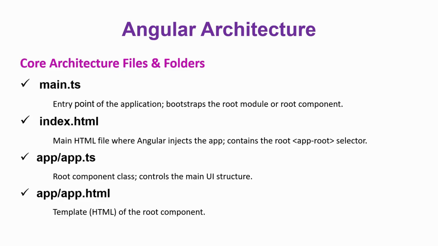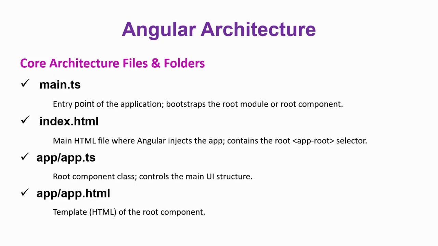So, I have segregated the files and folders on the basis of their use and utilities, right? Why it is getting used and where. So you could see here that is Angular architecture. First thing is core architecture files and folders. So main.ts file, right? Entry point of the application, bootstraps the root module or the root component. So main.ts file is actually the entry point of your application where it bootstraps your application.